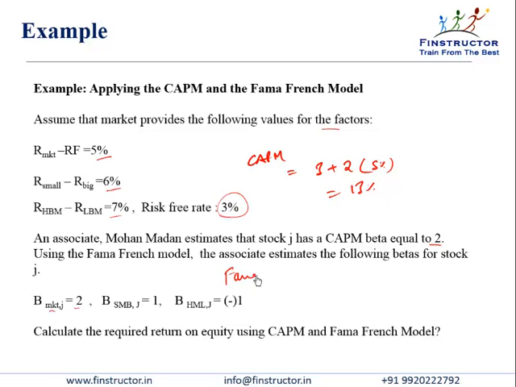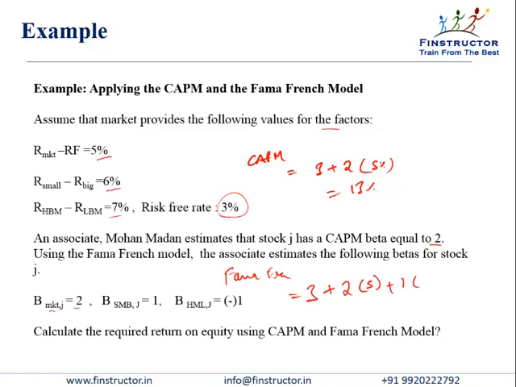Using Fama-French, the risk-free rate is 3. The beta for the Fama-French will be different, because when we do this regression, the beta may come out to be different. In this example, it is the same, but it may not necessarily be the case. So you'll have to estimate a separate beta for the Fama-French model, which comes out to be 2 into RM minus RF is 5 plus 1 into R small minus R big.